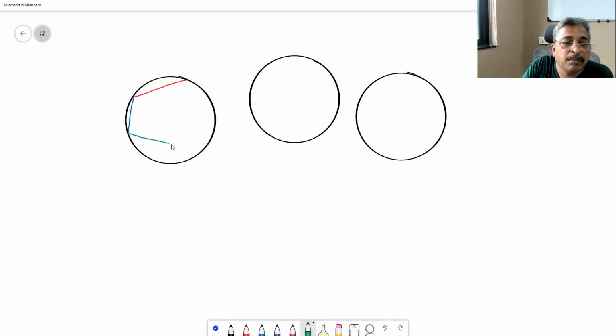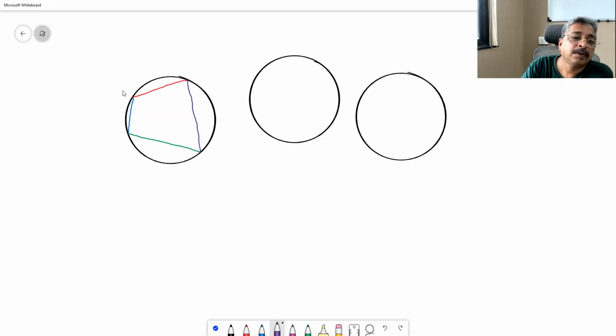Therefore, maybe green and last color, which should I choose? Blue, violet. What is the fun in doing this?